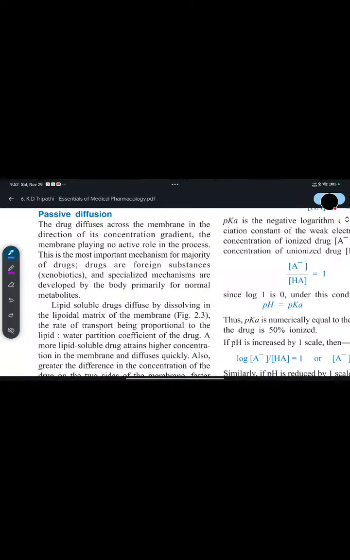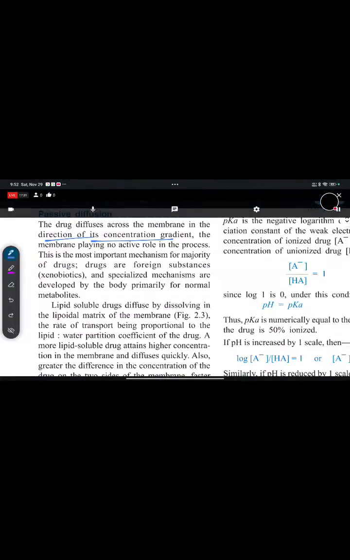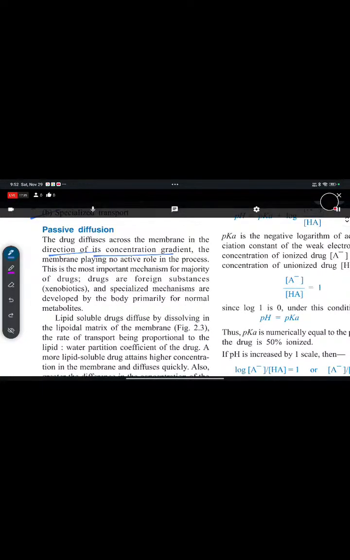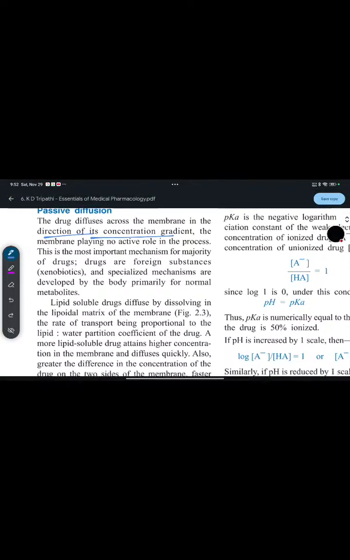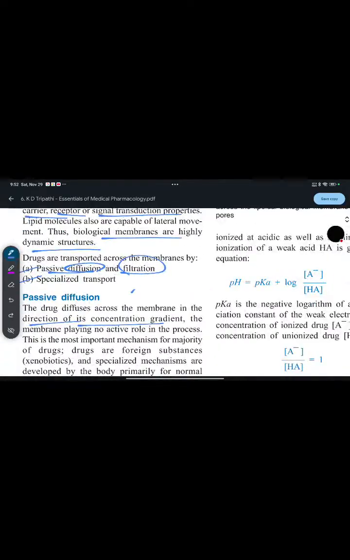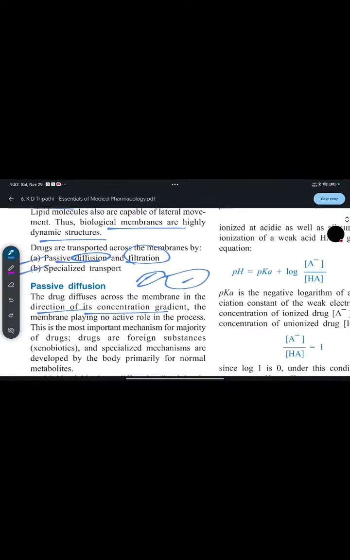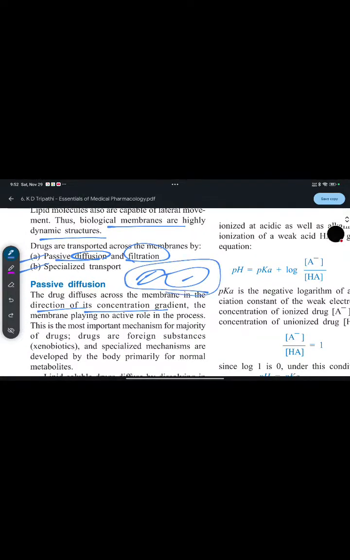See, the drug diffuses across the membrane in the direction of its concentration gradient. That means, what does concentration gradient mean? Concentration gradient means there is a difference of concentration. In one case there is more concentration, in the other case there is very little concentration. So if there is a difference between two concentrations, one high and one low, that condition is called concentration gradient.